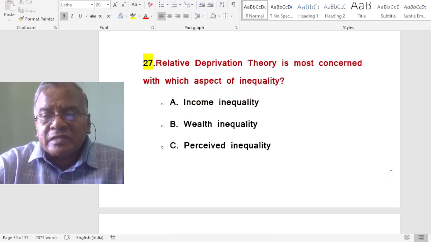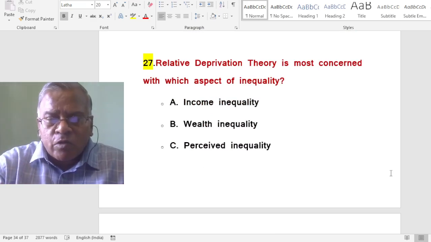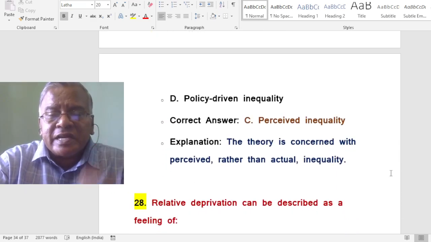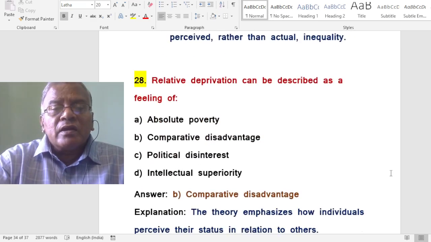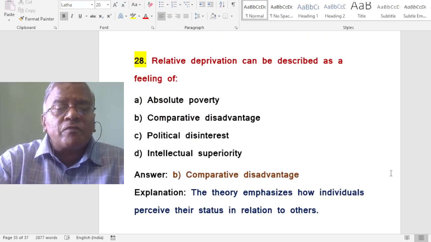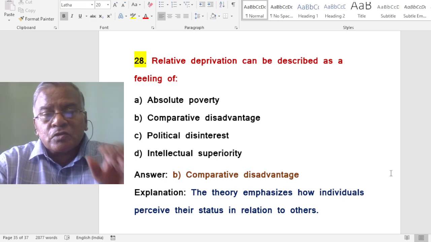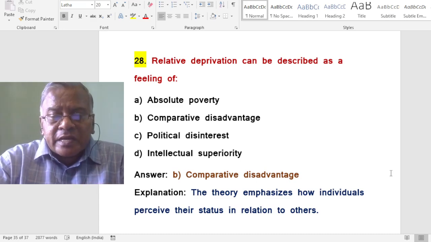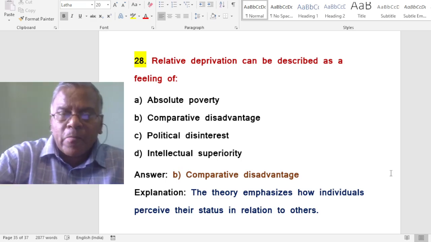Now, relative deprivation theory is most concerned with which aspect of inequality? Income inequality, wealth inequality, perceived inequality, policy-driven inequality. That is perceived inequality. The theory is concerned with the perceived rather than actual inequality. Relative deprivation can be described as a feeling of absolute poverty, comparative disadvantage, political disinterest, intellectual superiority. So the relative deprivation can be described as a feeling of comparative disadvantage. The theory emphasizes how individuals perceive their status in relation to other groups.